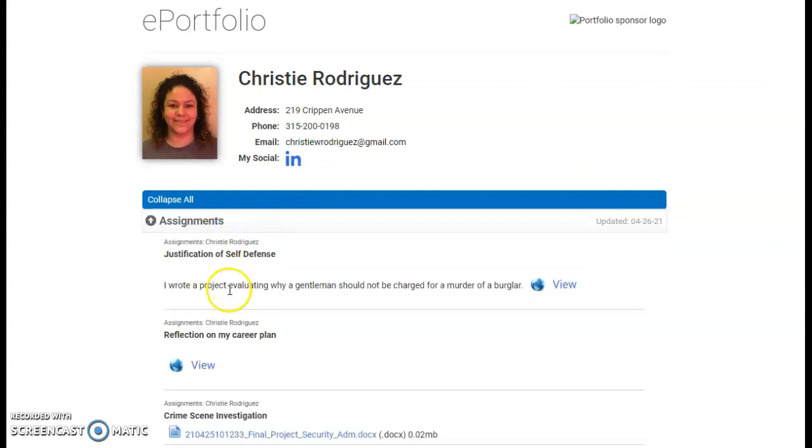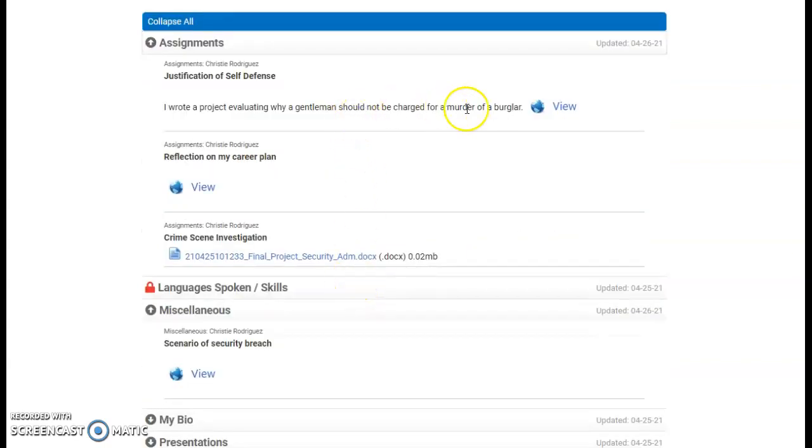Under assignments, a project whose outcome was to prepare and evaluate reports, memos, and other documents to meet the professional standards of the justice system or private security field. This is an evaluation that I did on a man, whether he should have been charged with a burglary that happened at his home where he ended up killing the person.